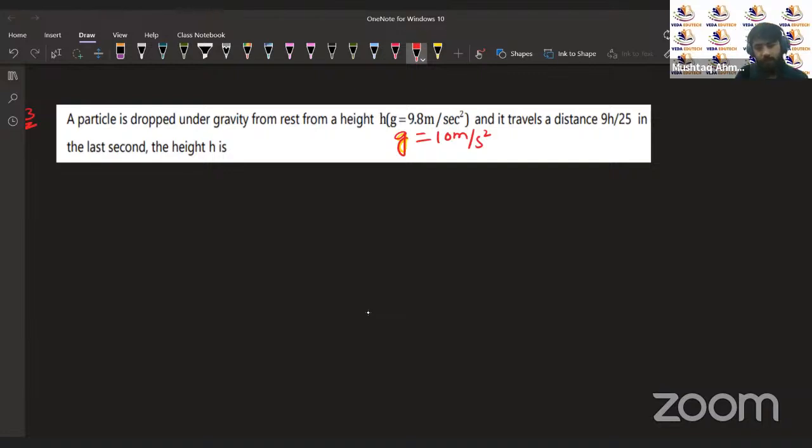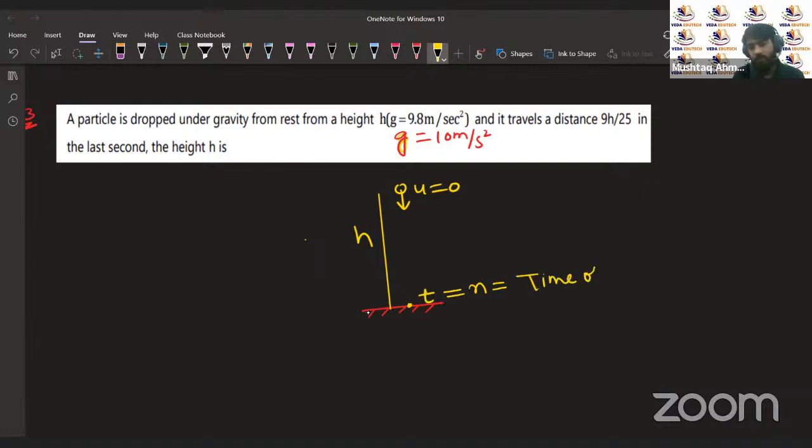So it means that, let's suppose this is the height h from which this particle is dropped. As the particle is dropped, the initial speed of this particle is going to be 0. And after time t, let's suppose that time t is equal to n, this is the time of flight. It means this is the time taken by this particle to strike the ground.